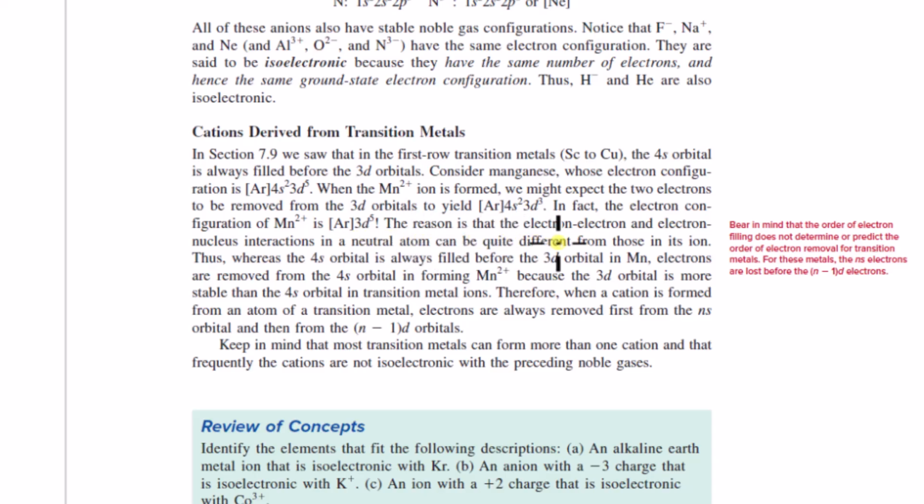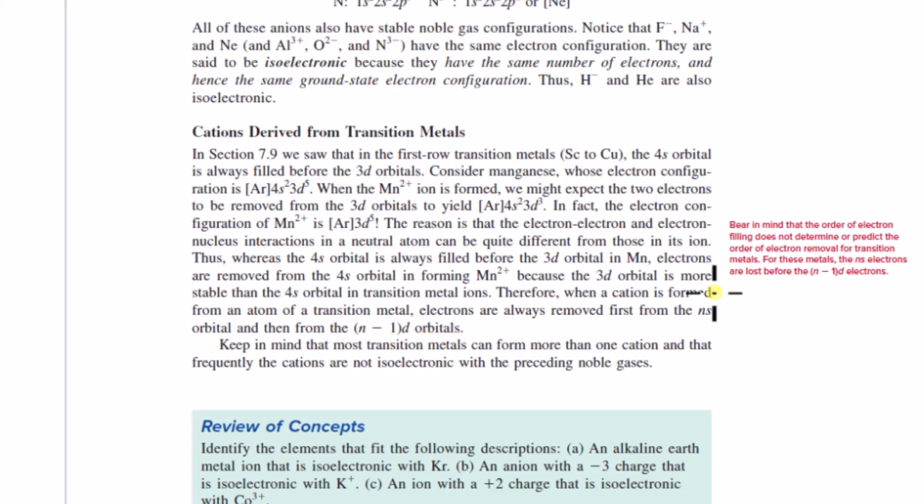The reason is that the electron-electron and electron-nucleus interactions in a neutral atom can be quite different from those in its ion. Thus, whereas the 4s orbital is always filled before the 3d orbital in manganese, electrons are removed from the 4s orbital in forming manganese 2+ because the 3d orbital is more stable than the 4s orbital in transition metal ions. Therefore, when a cation is formed from an atom of a transition metal, electrons are always removed first from the ns orbital and then from the (n-1)d orbitals.